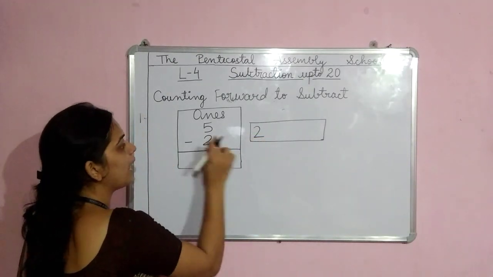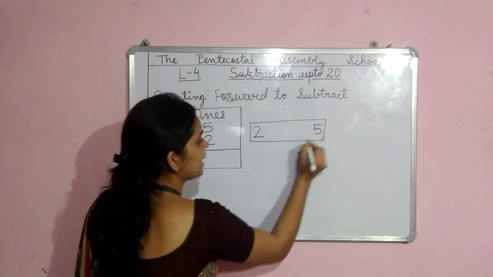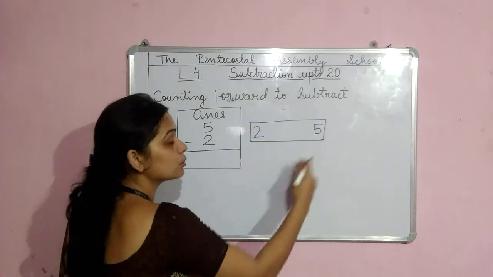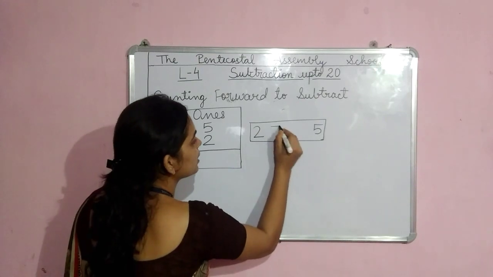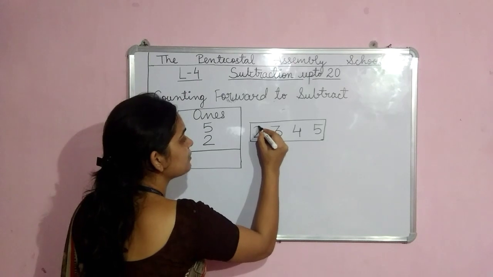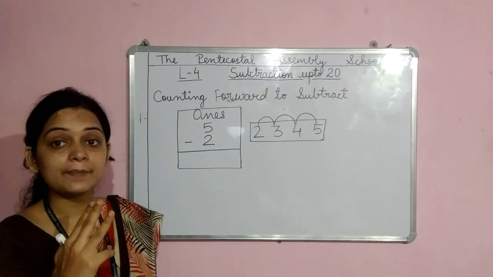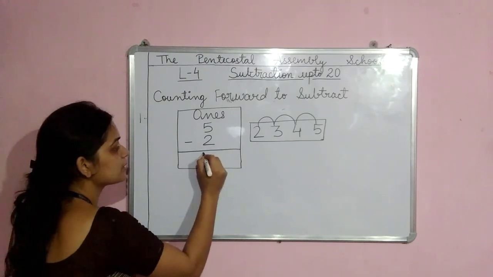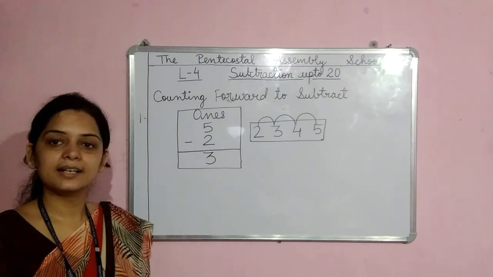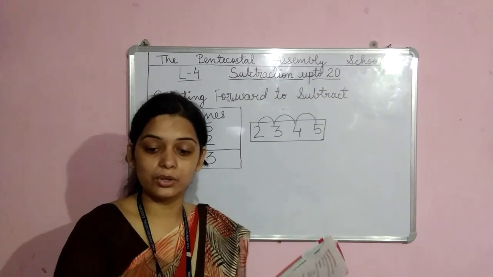So after 2, you have to reach 5. How many steps will you take so that 5 will come? You have to go forward. So after 2, what will come? 3, 4 and 5. How many steps have I taken? 1, 2 and 3. 3 steps I have taken, means what is the answer? 3 is the correct answer. Okay. So this question number 1 you will do in the book only.